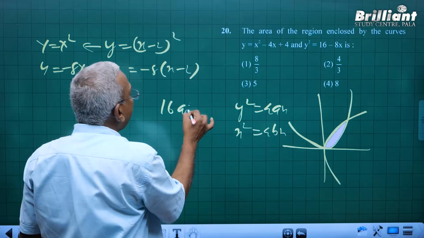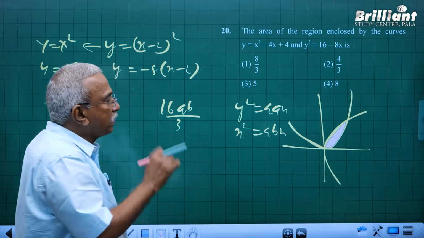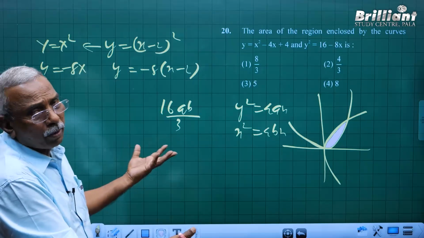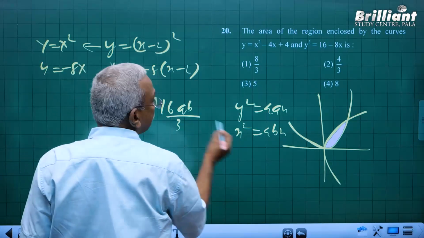16AB divided by 3. This is the good condition for y square equal 4x and that. Now, look at this, the negative sign is not a problem. Your 4b is a 1, this is actually y.